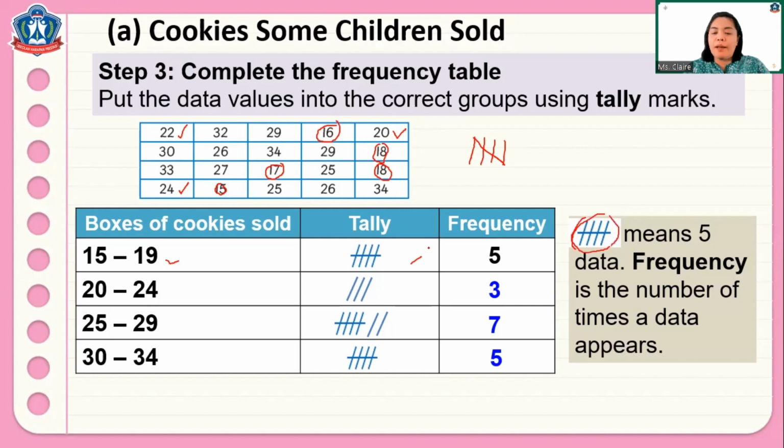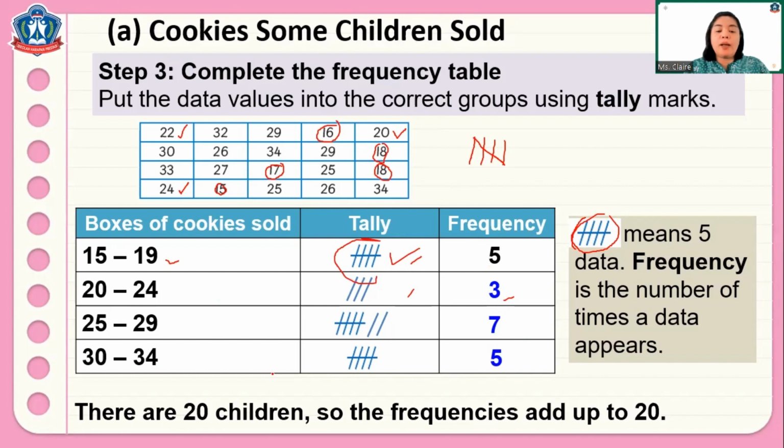If you can find this symbol, this one, it means this is 5 data. So what is frequency? Frequency is the number of times a data appears. So if your tally here is 5 sticks, it means 5 as in the number. If 3, this is 3. So that is what we call frequency. I hope you understand this one.